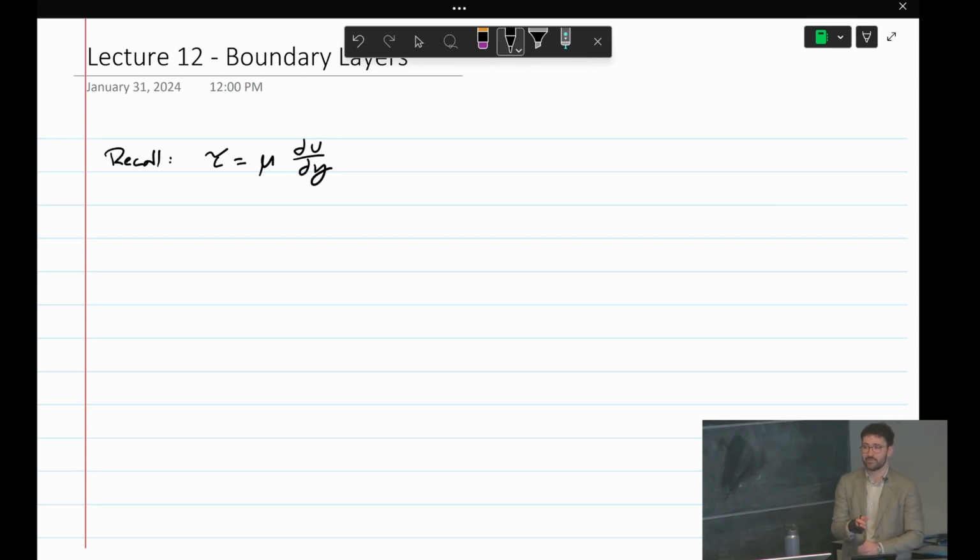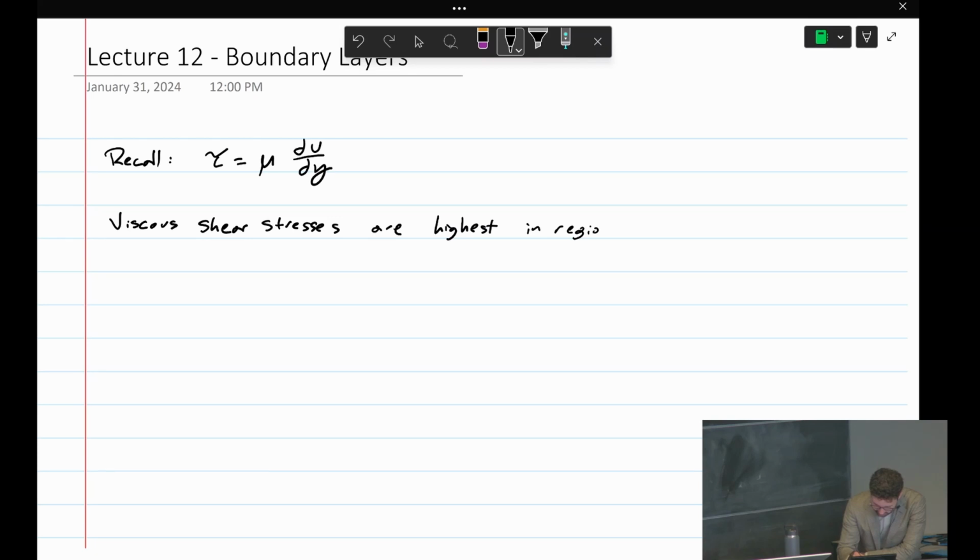We're going to assume Newtonian fluids most of the time in this class. So this relationship tells us that viscous shear stresses are highest in regions with large velocity gradients.